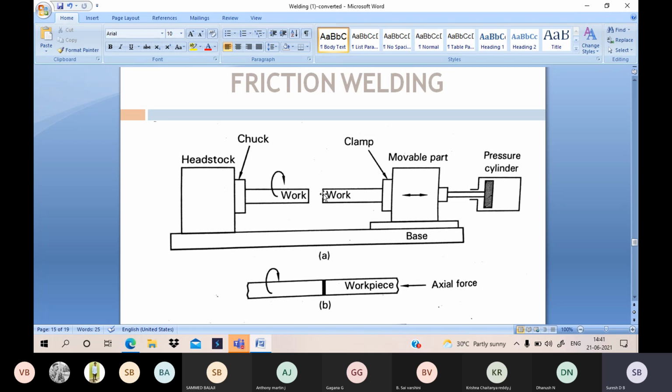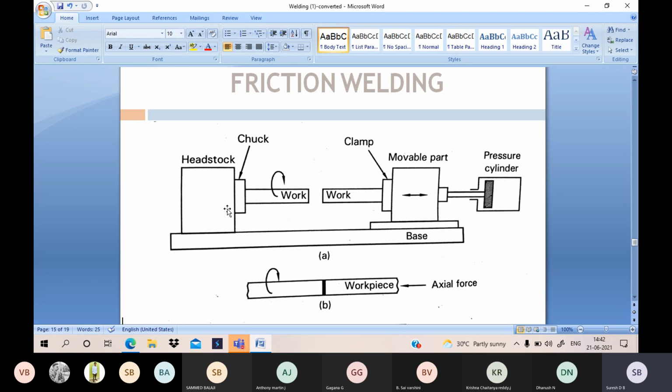Suppose both workpieces are cylindrical, then you can use a 3-jaw chuck. Suppose this one and the secondary workpiece are square or rectangular, then you can use a 4-jaw chuck. Depending upon the square, rectangular or circular cross section, you can select the chuck. For square and rectangle, the 4-jaw chuck only. For circular, you can use the 3-jaw chuck. That chuck is rigidly fixed inside the headstock.